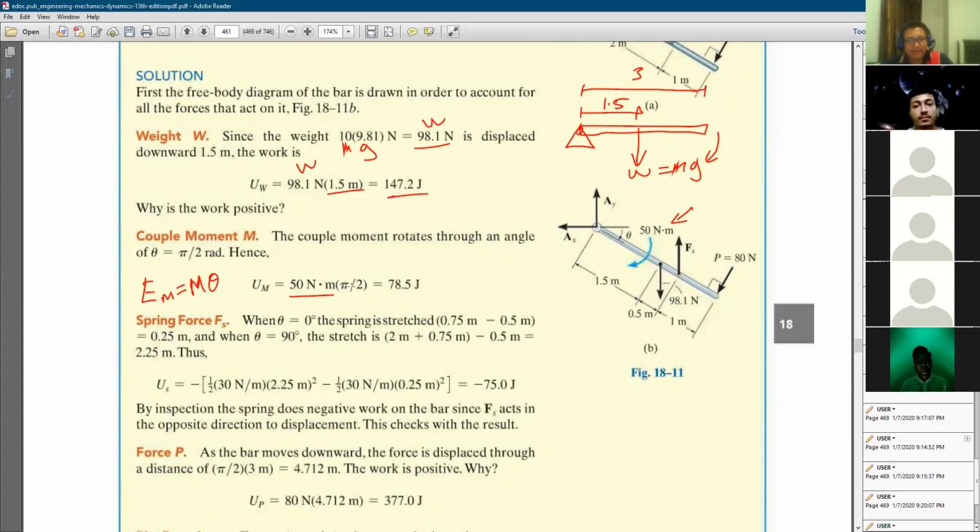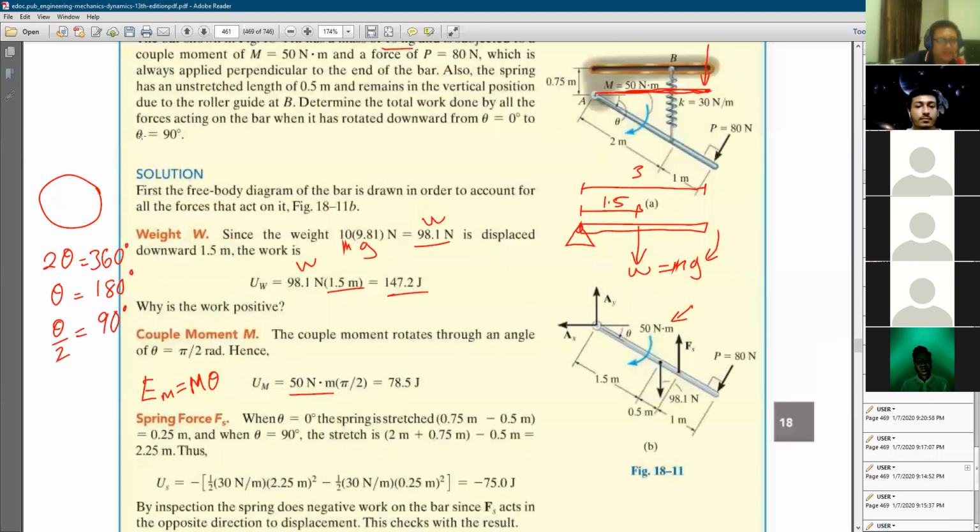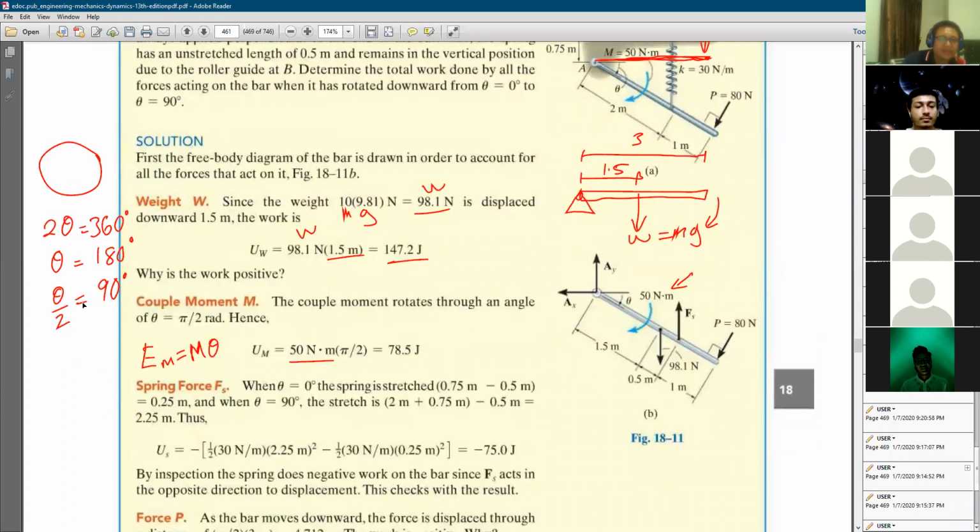Here it is pi over 2, because for a complete circle, 2 pi is equal to 360 degrees, pi is equal to 180 degrees, and pi over 2 is equal to 90 degrees. Here it is 90 degrees, so pi over 2. If you want to multiply, make sure it is in radian. On the left here is in radian, on the right hand side is in degree. Don't forget that.